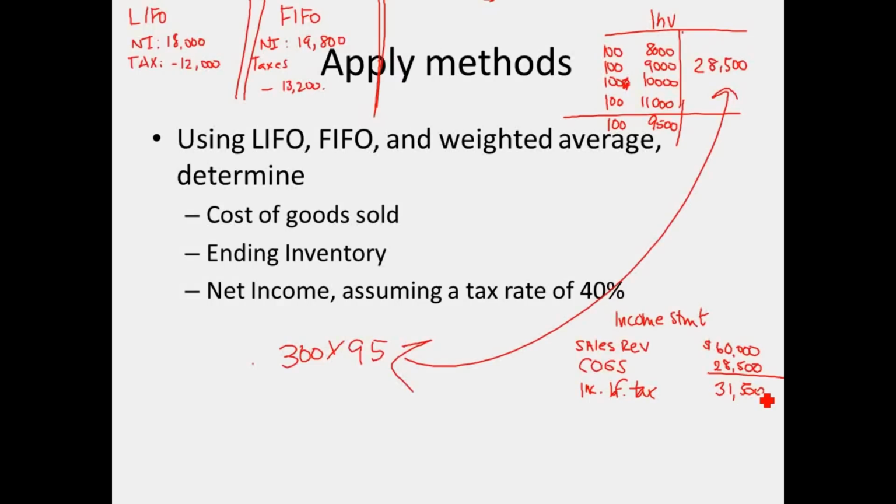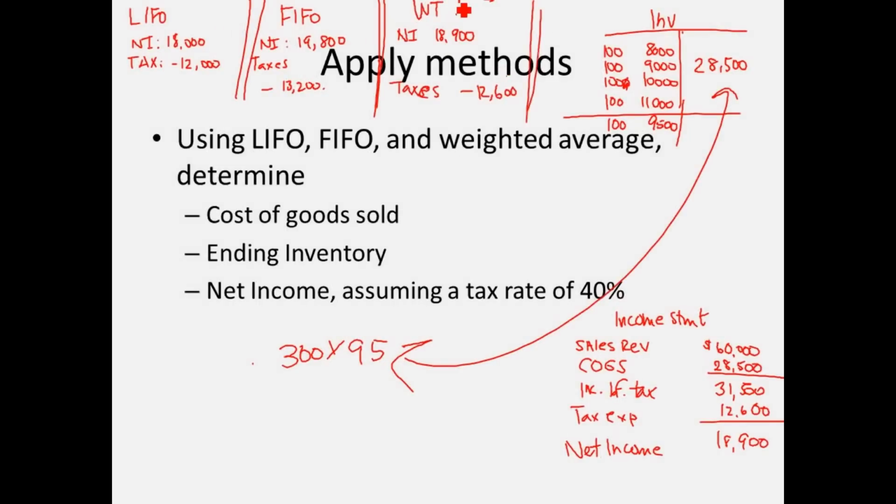Okay, what is my tax burden under this? What is my net income? So my net income is $18,900. My taxes are minus $12,600. So which method do you like best? You just like it?